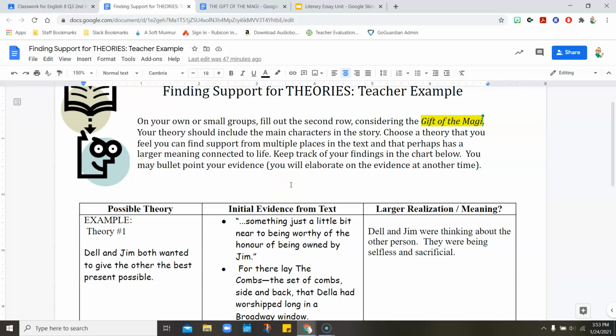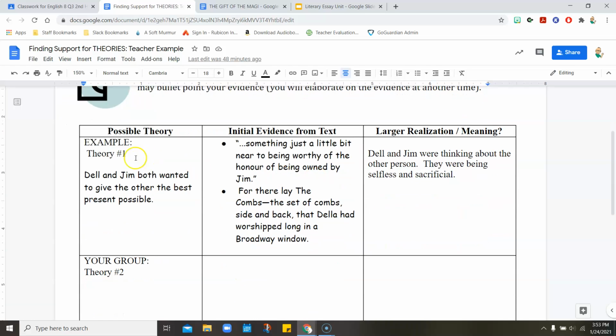So the evidence in the story and your own personal evidence contribute to your theory. Keep track of your findings in the chart below. You may bullet point your evidence, okay? And here's an example. Theory number one.